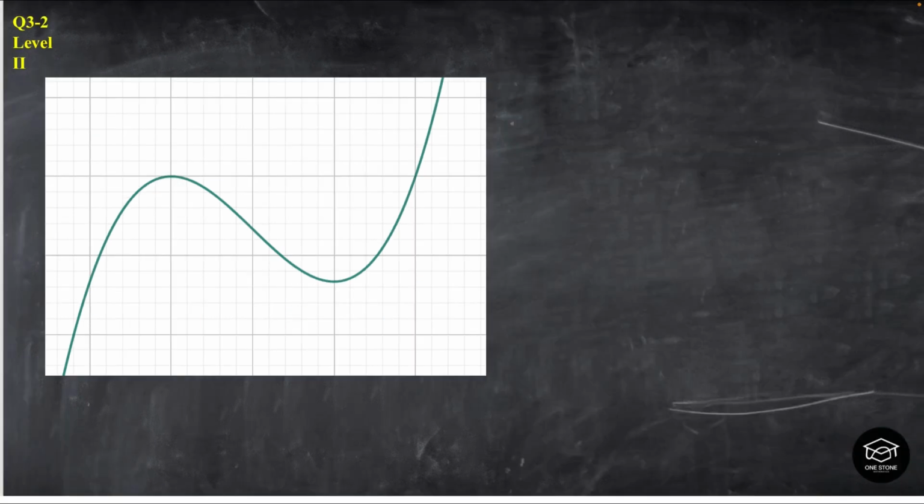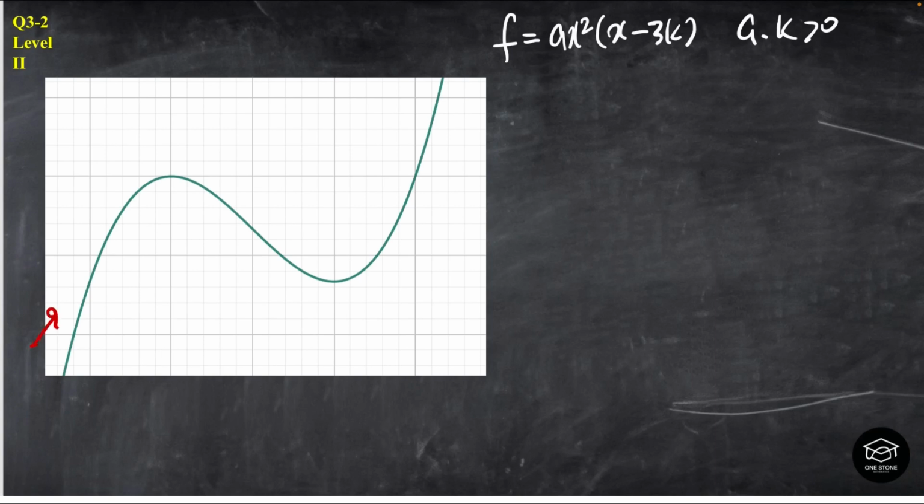Today, let's explore the cubic function. f(x) = a x²(x − 3k), where a > 0 and k > 0. This is a cubic function, which means its graph has the familiar downward then upward shape, with one local maximum and one local minimum.